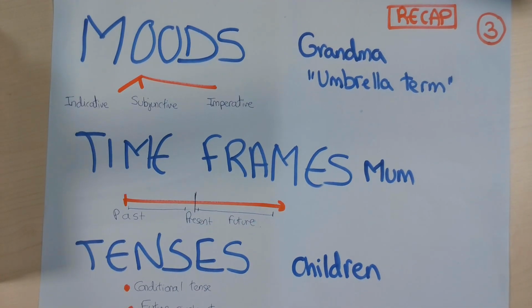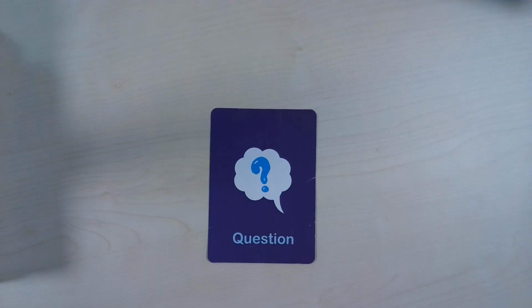Now, questioning time. Question number 1. What is the difference between mood, time frame, and tense? You need to answer the question. So the mood refers to the umbrella term, is the attitude of the speaker towards the action.